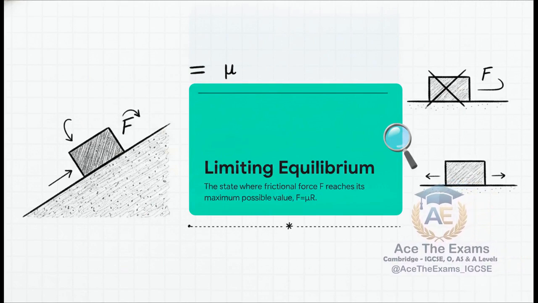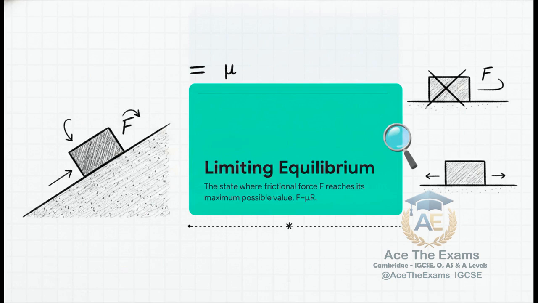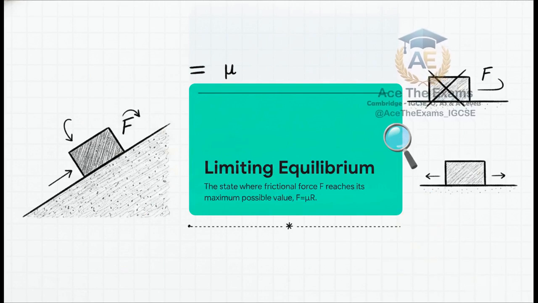If we apply the PEAL framework here, your point is stating whether the object is in limiting equilibrium based on the text. Your evidence is setting up the inequality or equality. That is what examiners want to see.